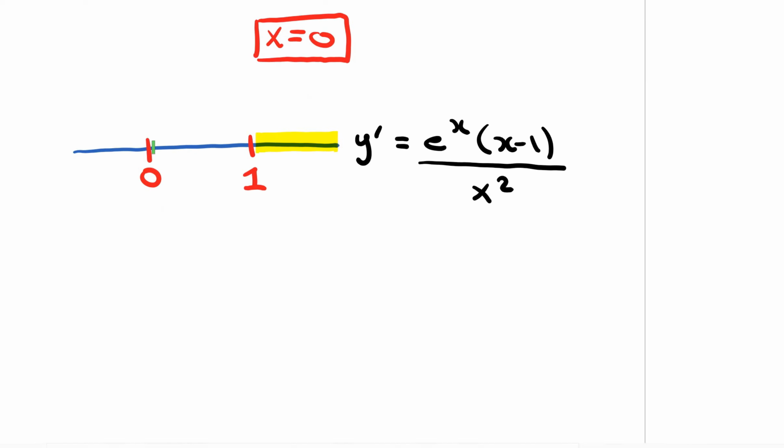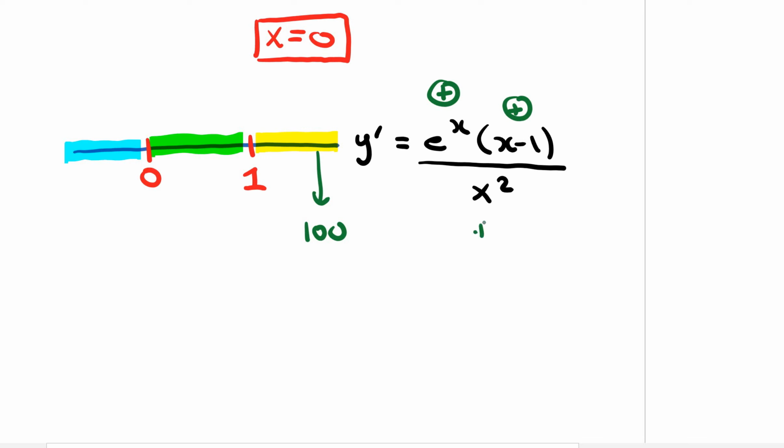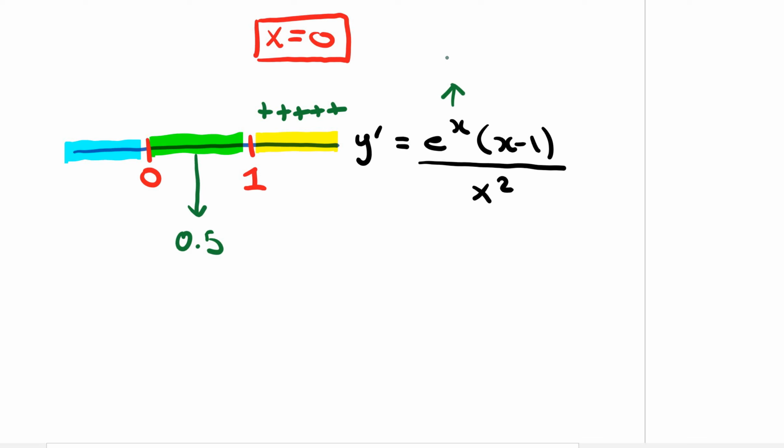Here's my first region, here's my second region, and here's my third region. If I pick a number like, I don't know, 100 in that region there, clearly this will be positive, this would be positive, and the bottom would be positive, so this whole region will be positive. Alright, let's go ahead and take a look at the next region here. So in the middle region here, maybe we can put 0.5. That would make e to the x positive. This would be negative, and the bottom here would be positive, so this whole region should be negative.